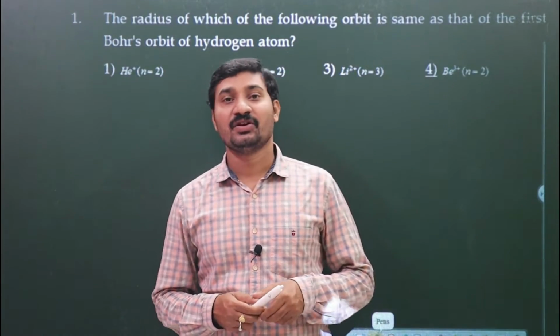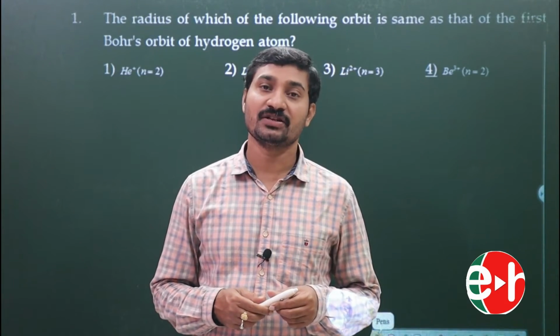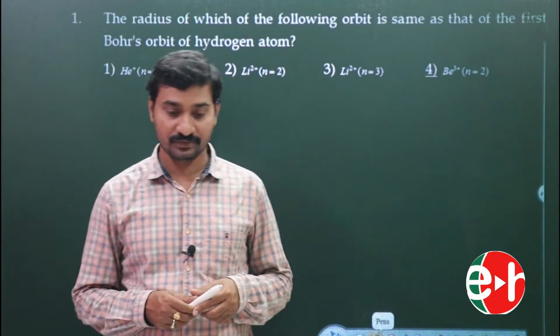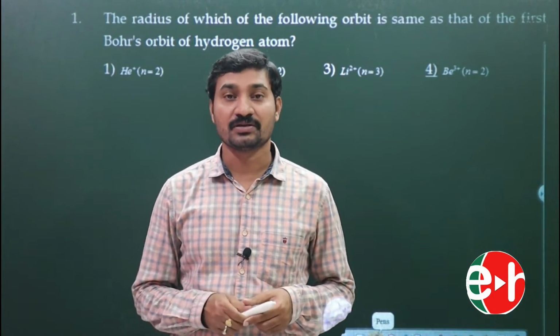In the previous class, we discussed deriving some expressions for finding the radius of the nth orbit, energy of the electron in the nth orbit, and velocity of the electron in the nth orbit. Let us discuss some objective questions on the previous concept.